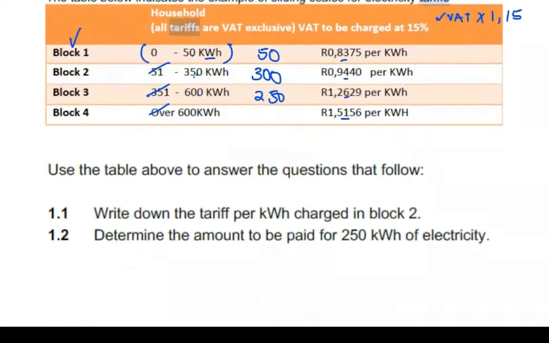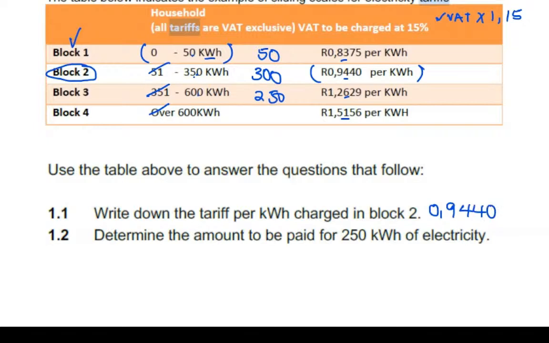Let's look at the first question. 1.1. Write down the tariff per kilowatt charged in block 2. Our block 2 is this one here. The charge per kilowatt will be this one here. They didn't say including VAT, so you just write the answer the way you see it. That would be the answer.